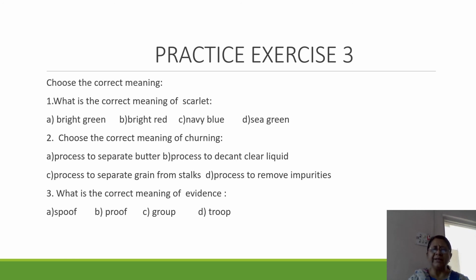The first one is, what is the correct meaning of scarlet? A, bright green, B, bright red, C, navy blue, D, sea green. Now this word is very simple. In which chapter did we read this word? Yes, the first one, the cranky macaw. Now, what is the meaning of scarlet? It is bright red. So, option B is the correct one.